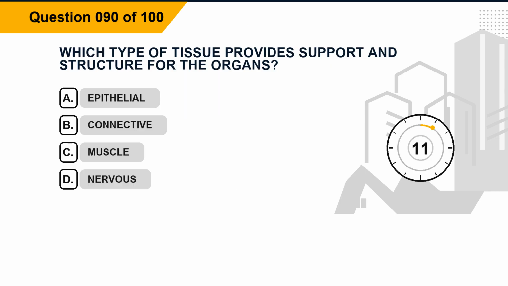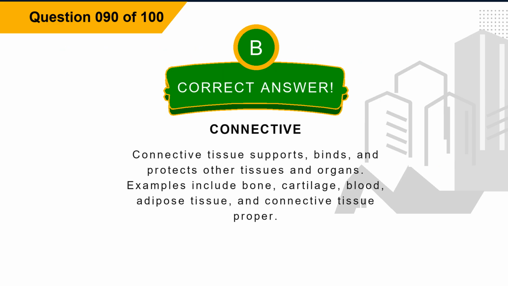Question 90. Which type of tissue provides support and structure for the organs? Option A, epithelial. Option B, connective. Option C, muscle. Option D, nervous. The correct answer is option B, connective. Explanation. Connective tissue supports, binds, and protects other tissues and organs. Examples include bone, cartilage, blood, adipose tissue, and connective tissue proper.